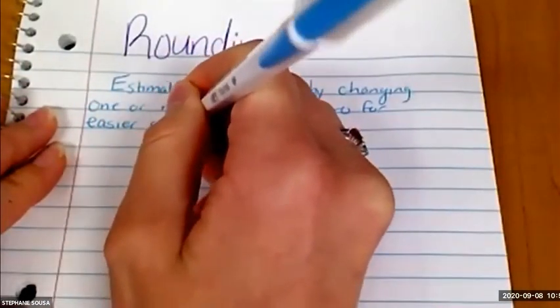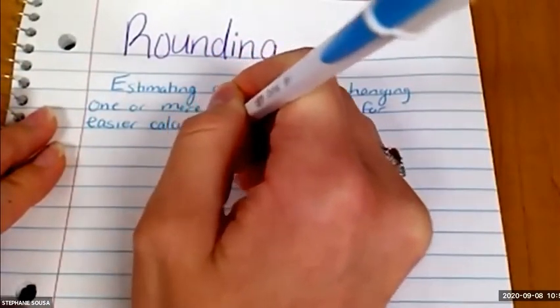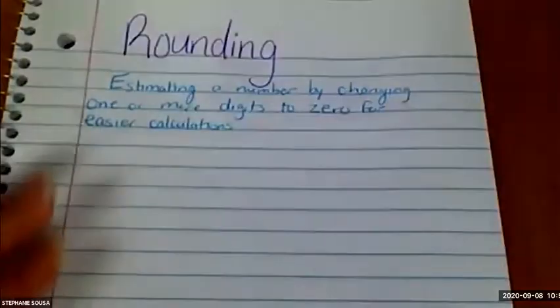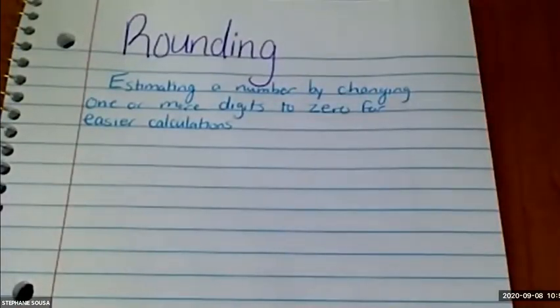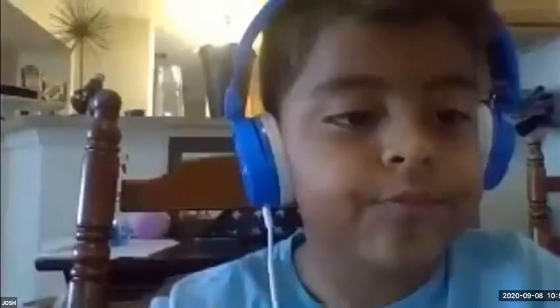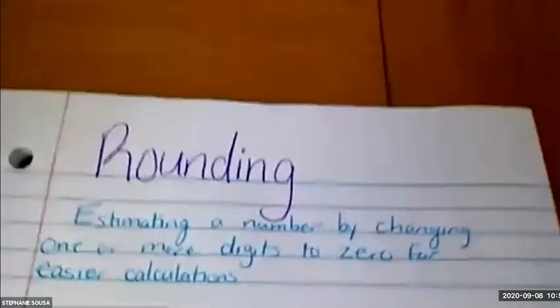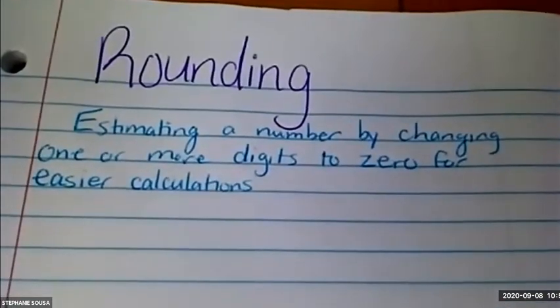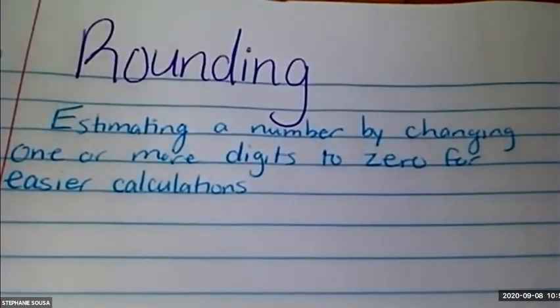My hand is almost out of your way. So it is estimating a number by changing 1 or more digits to 0 for easier calculations. It's a lot easier to use numbers in our head when we have zeros in them because it's less place values for us to keep track of. So rounding is estimating a number by changing 1 or more digits to 0 for easier calculations.